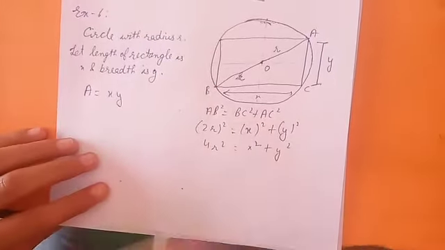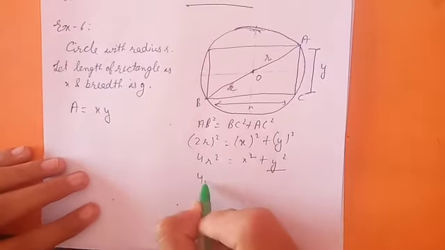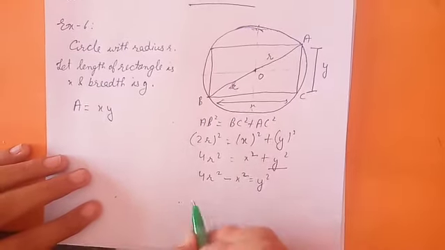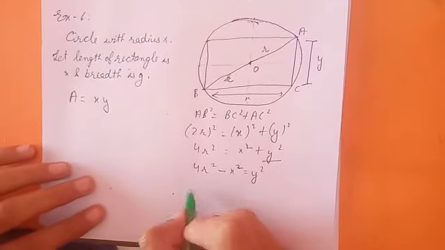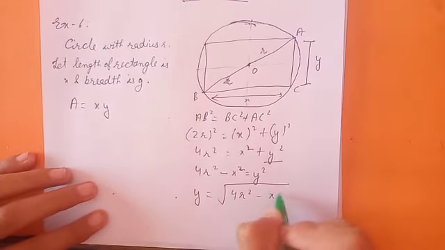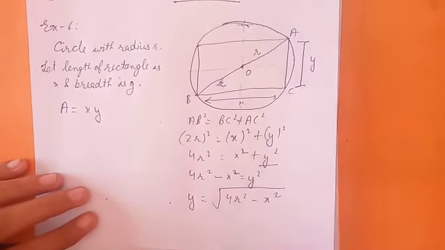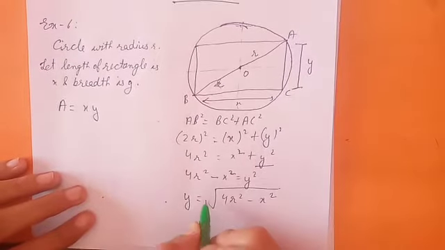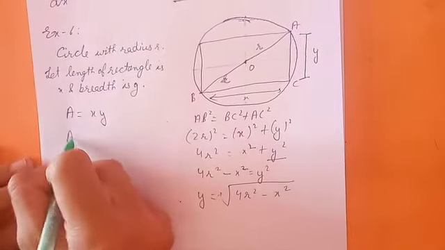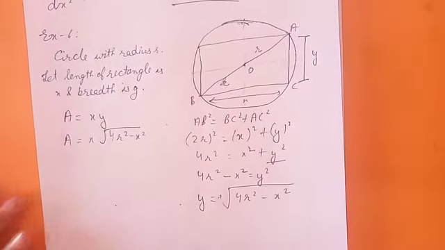Let us say we are converting everything into x, so we need to find some value of y from here. So I can write it as 4r square minus x square equal to y square. Now if I take the square root on both sides, I will get plus minus root of 4r square minus x square, but here y is showing distance, and distance can never be negative, so it is positive. Now the same value of y we will put in our area A, which will be x into root of 4r square minus x square. Understood till here?